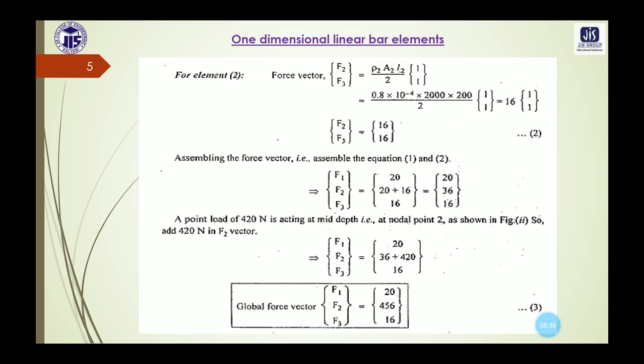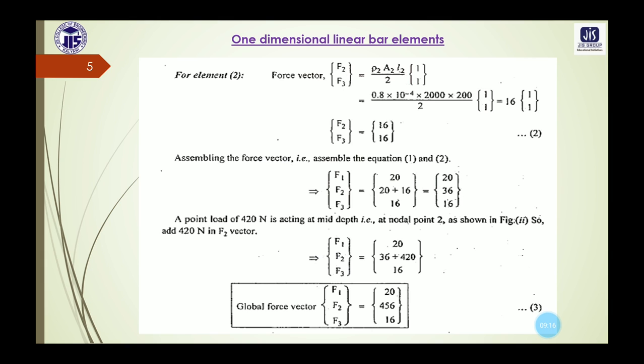On the right hand side of this equation, we will write rho 2 A2 L2 divided by 2 multiplied by the column matrix 1, 1. If we put all the values of rho, A and L here, then after some steps we will get the value of the force vector as 16, 16, which is a column matrix. So this is our equation number 2, where we have calculated the body force vector for the two different elements.